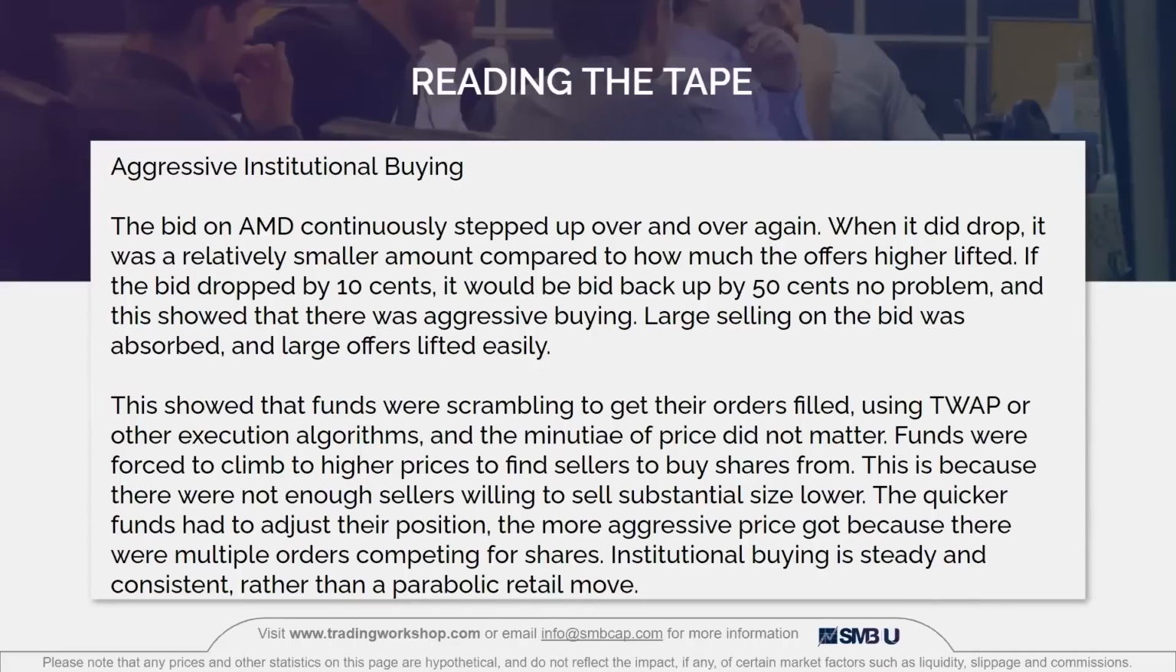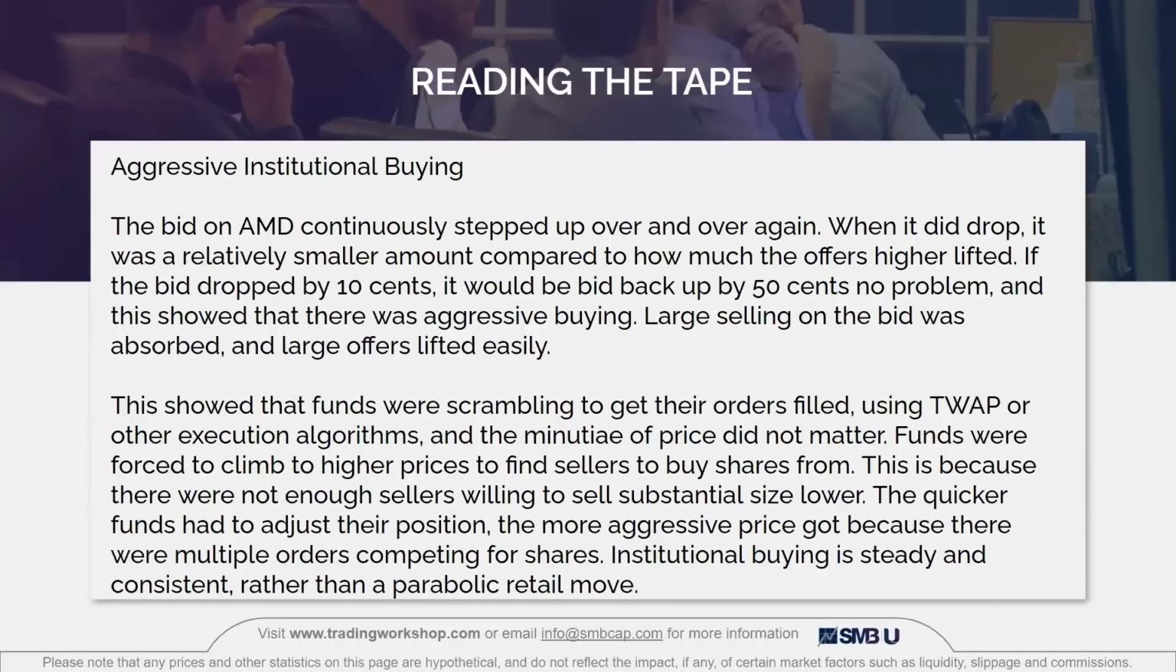Funds were scrambling to get their orders filled using TWAP or other execution algorithms, and the minutia of price did not really matter. Funds were therefore forced to climb to higher prices to find sellers to buy shares from. This is because there weren't enough sellers willing to sell a substantial amount of shares lower. The quicker funds had to adjust their position, the more aggressive price got because there were multiple orders competing for size, basically.